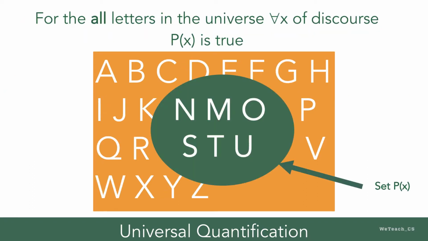A universal quantification sentence says that for all X in the universe of discourse, which is just the set of all the things we want to talk about, the subset P is true. For example, for all X in the English alphabet, the letters in the subset P are true because they are the subset of the universal set.